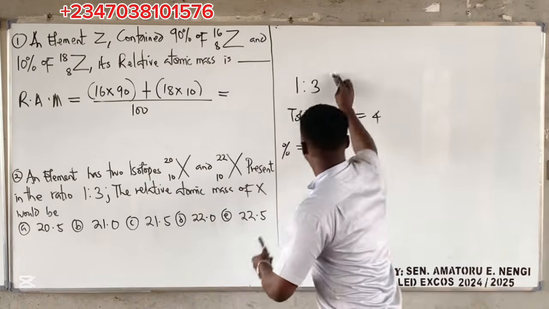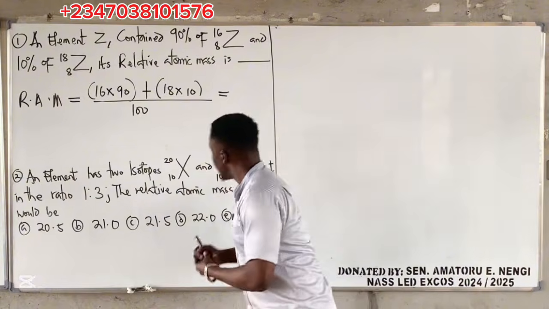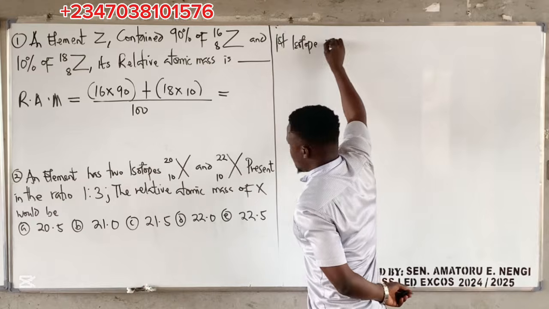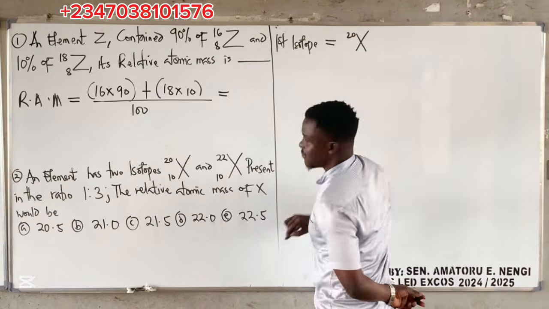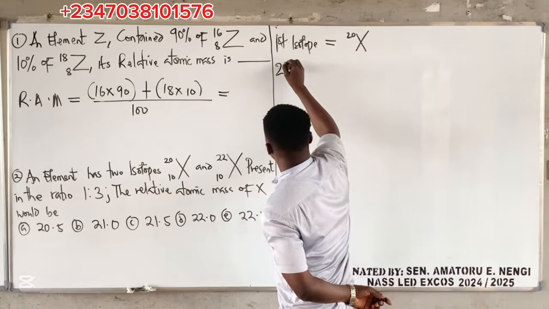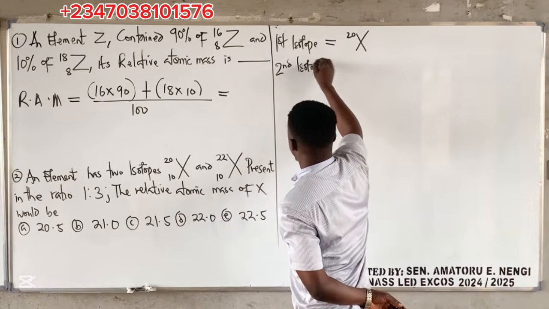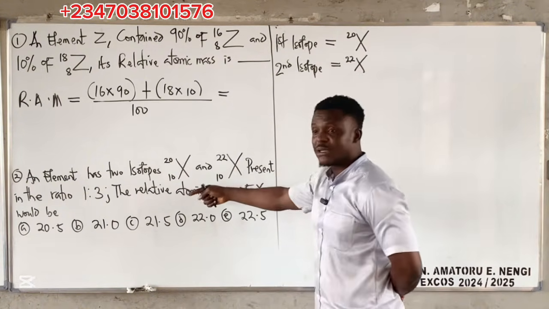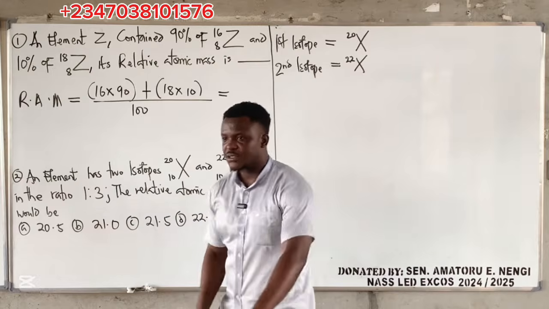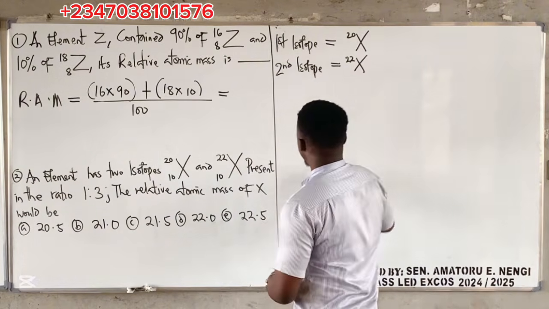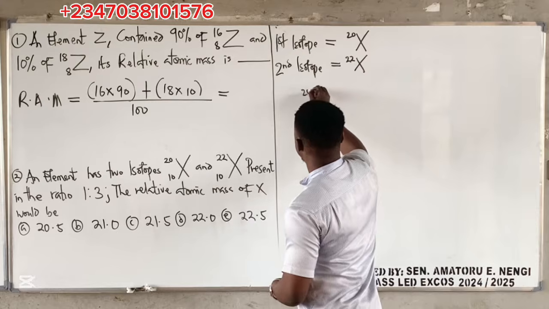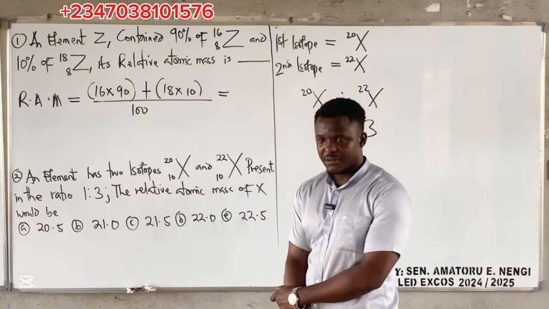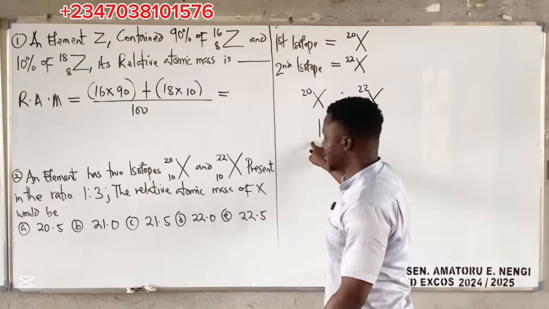like this so that I will just solve it at once. I'll say first isotope equals x20, right? Second isotope equals x what? 22. What we do not know is the abundance, right? But they told us it is in a ratio of what? 1:3. So this is what you're going to do. I'll say x20, x22. 1 is to what? 3. Right? Now let's find the percentage of this one.